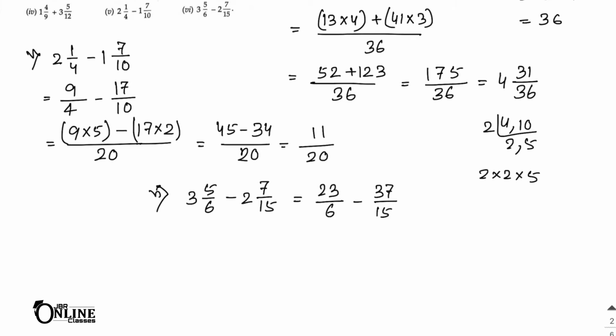37 by 15. Now you have to find out the LCM of 6 and 15. 3 2s are 6, 3 5s are 15. So it becomes here 30. 30 as the LCM. So write down here 30. Now 6 5s are 30.